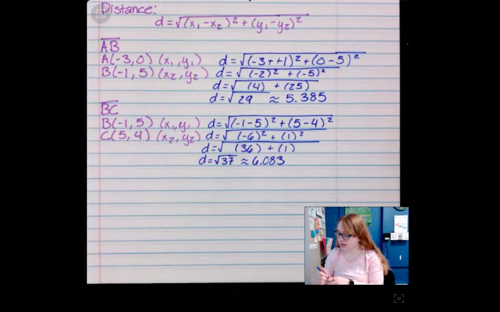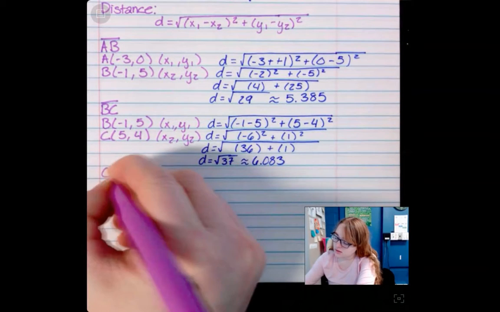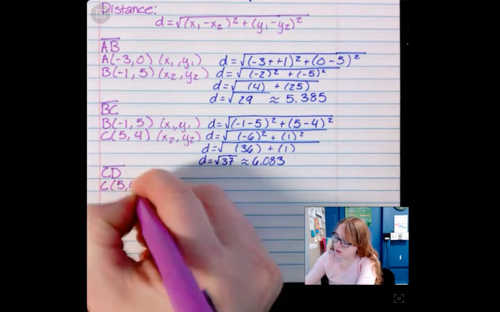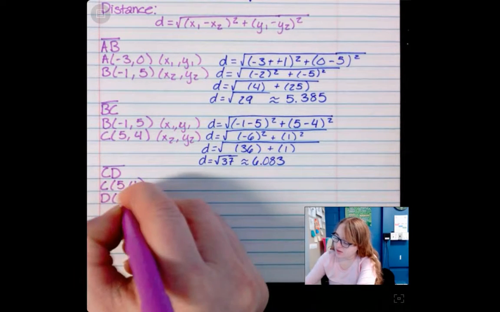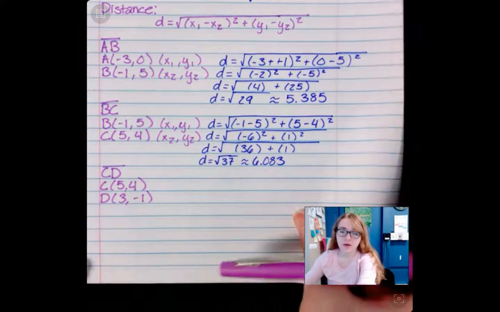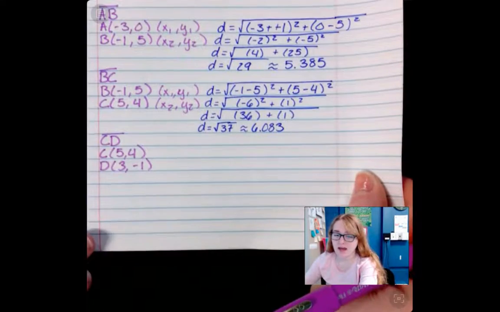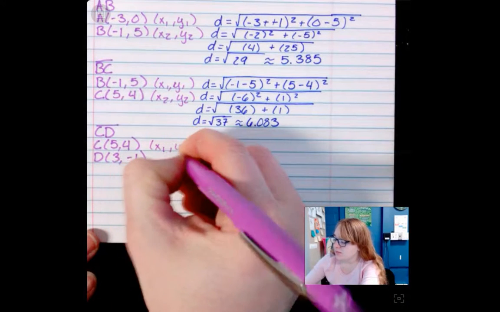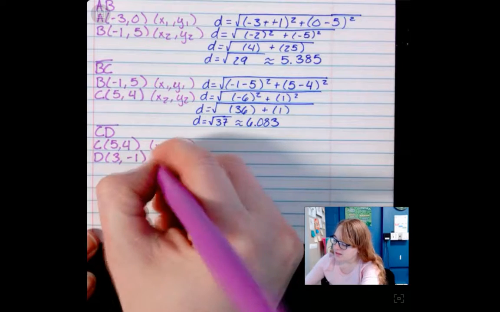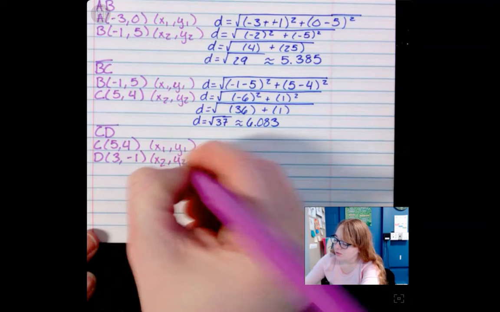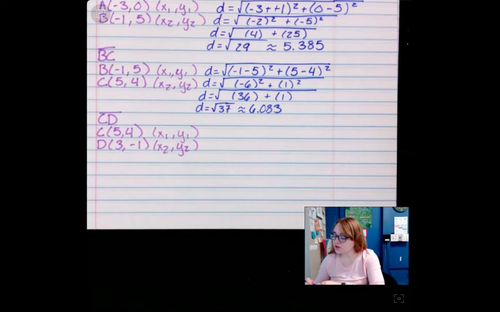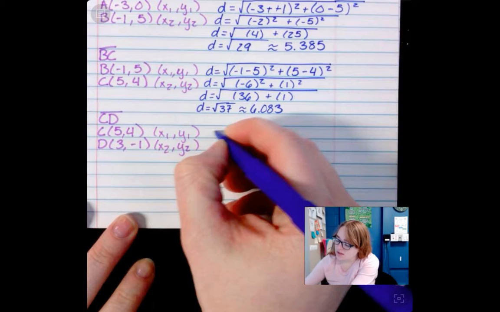Okay, we did BC. Let's go ahead and do CD. Point C is at 5, 4, and point D is at 3, -1. Once again, we're going to pick our favorite point. I'm going to pick C to be my x1, y1, and D to be my x2, y2, or my second favorite point. Now we are just going to plug these points into the distance formula.